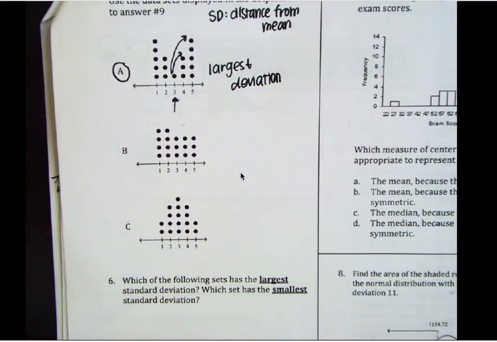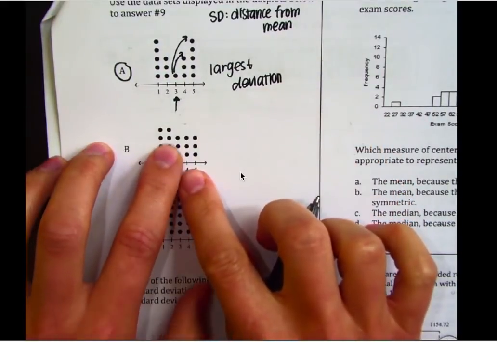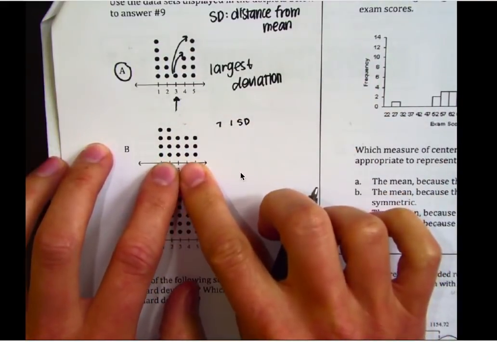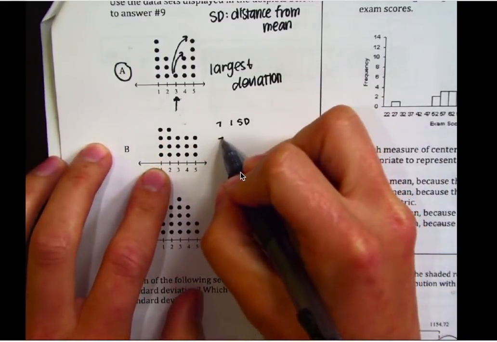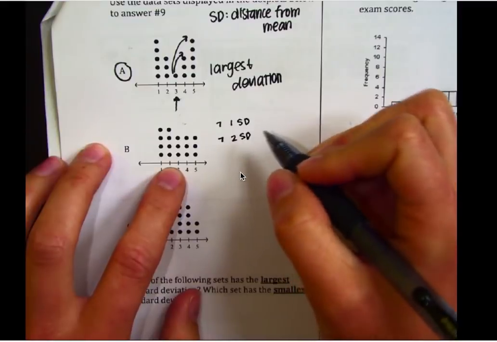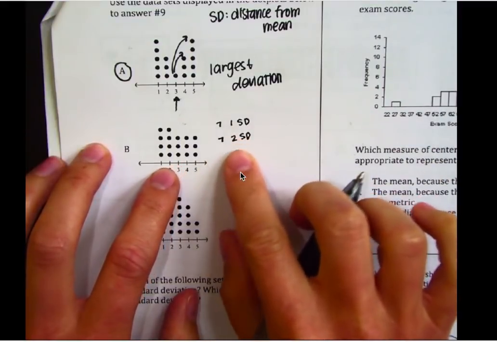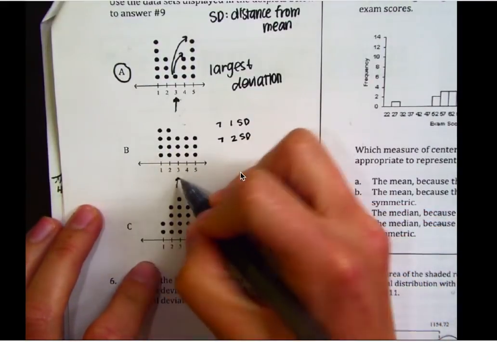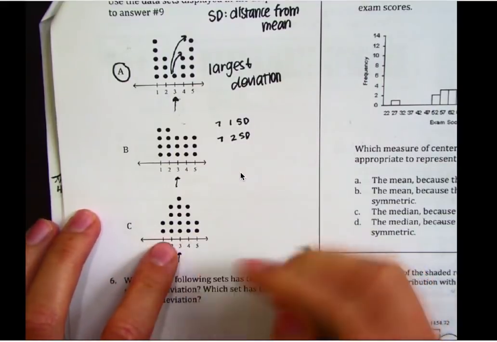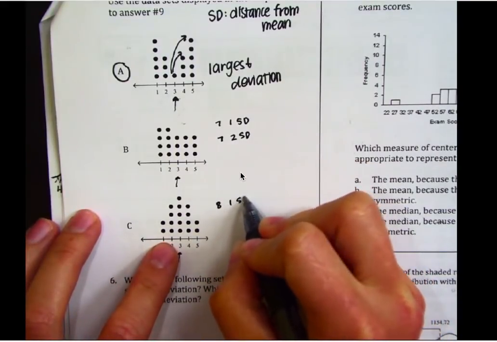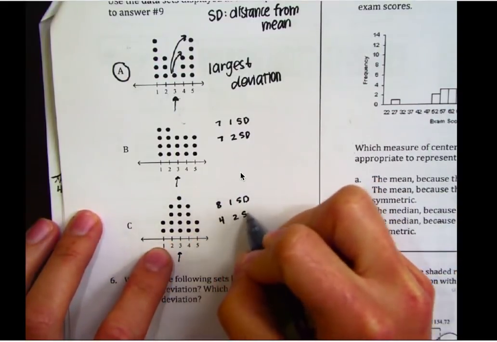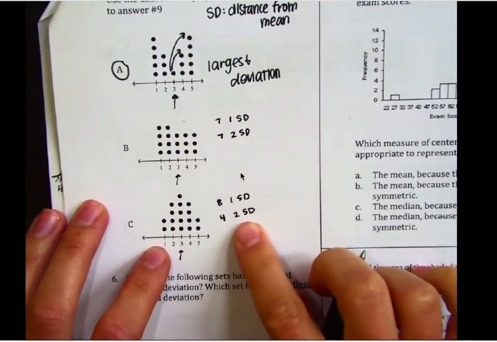Now we're going to look at the smallest. If we look at number 3, we have 7 points that are 1 standard deviation away from the mean. We have 7 points that are 2 standard deviations away from the mean. That's the average distance from the mean for standard deviation. Again, our mean would be for C here. We have 8 points that are 1 standard deviation away, and then we have 4 points over here that are 2 standard deviations away.